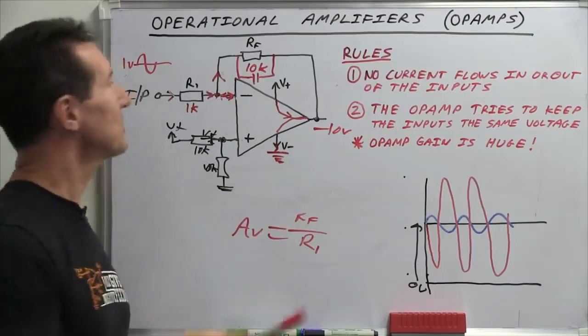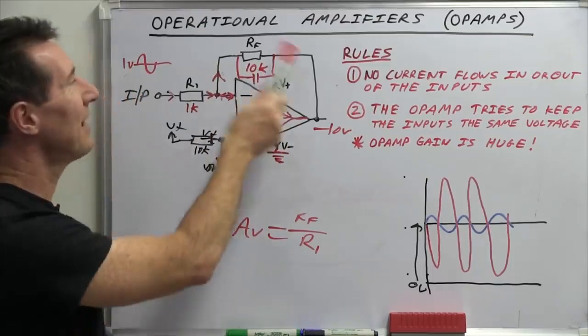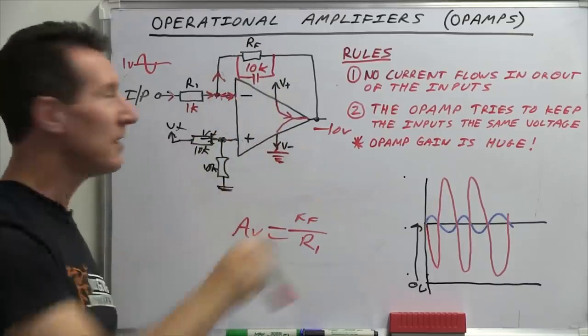But sometimes you might see a little bypass cap in there. It might be 10 picofarads or 100 picofarads or something like that. And that's just rolling off the frequency response of that.